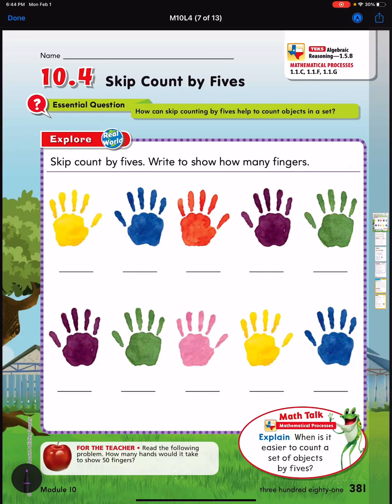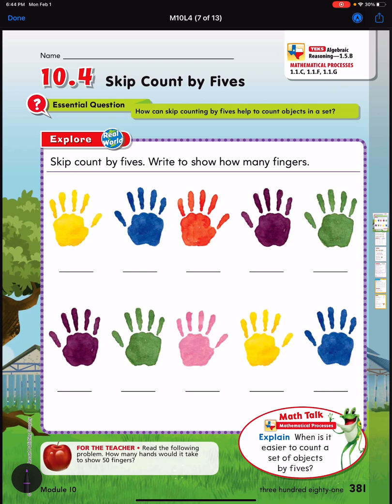Okay, so we're going to work on skip counting by fives. And our question is, how can skip counting by fives help to count objects in a set? This is similar to what we did last week when we were counting nickels. Remember when we counted nickels, we counted by fives. We're going to be doing that today. We're not counting nickels, but counting by fives.